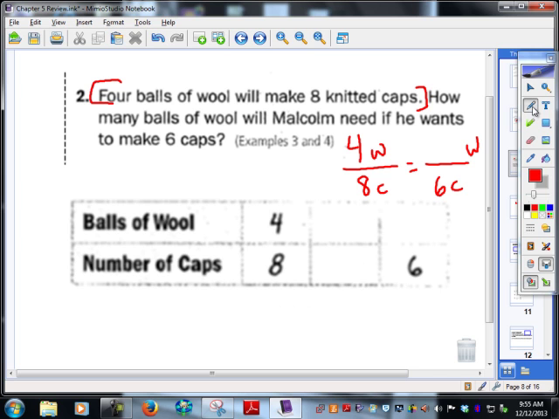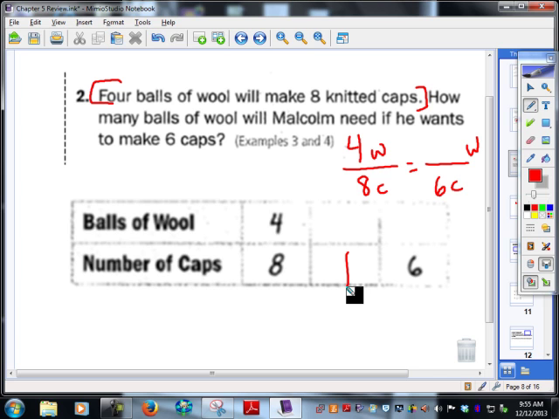Some people said, I'm going to scale to 1. How many of you did that? How many people scaled to 1 and figured out how many balls of wool for 1 cap? Good. You did a unit rate. So you actually did a combination of learning target number 1 and learning target 5. Remember, 1 is doing missing values in a ratio table. Learning target 5 is solving for an unknown using unit rate.